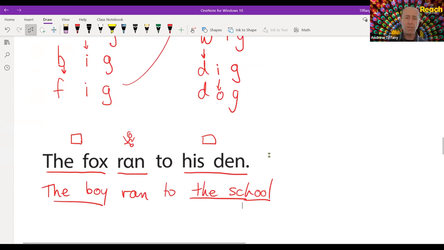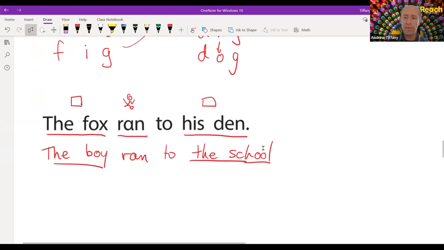So I want you, can you think of another sentence? We can do a little bit like this. Can you make another sentence? Change one or two things? You can change ran if you want. You can change the boy. You can change the school.